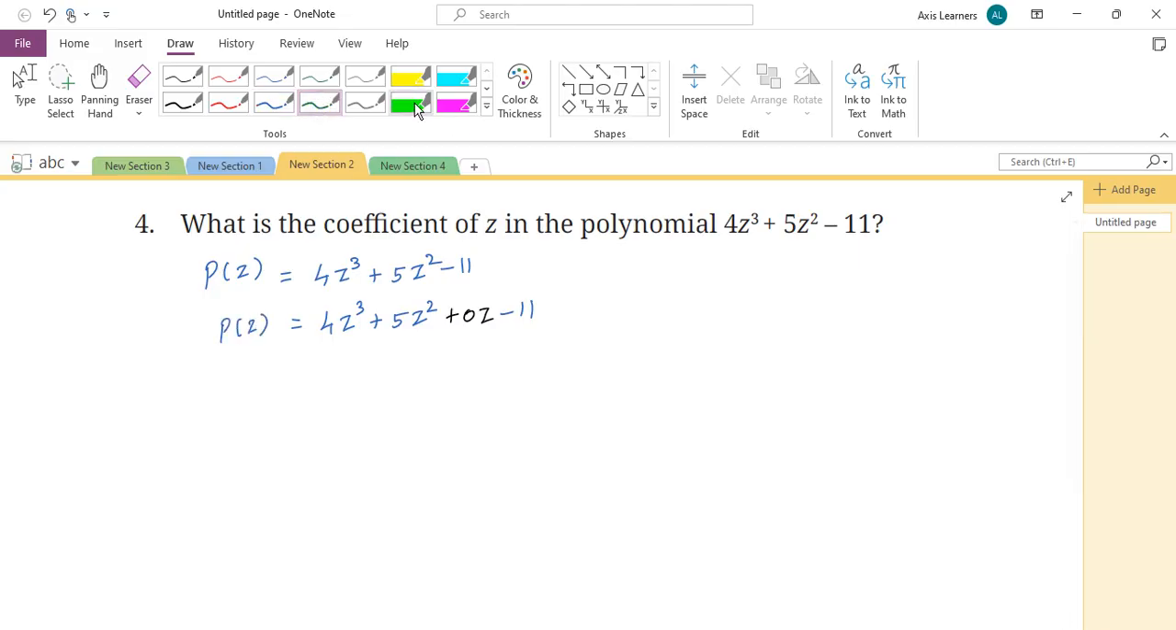Now we can write the coefficient. What is the coefficient now? Coefficient of z is 0. Okay, so what is the coefficient of z in this polynomial? Coefficient of z is 0. Okay.